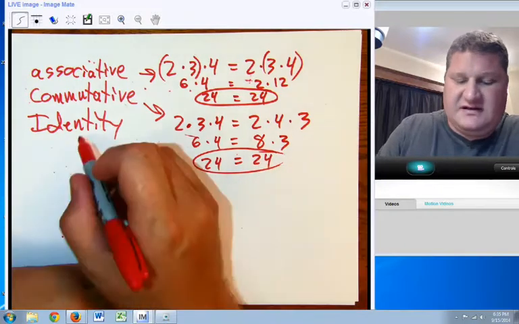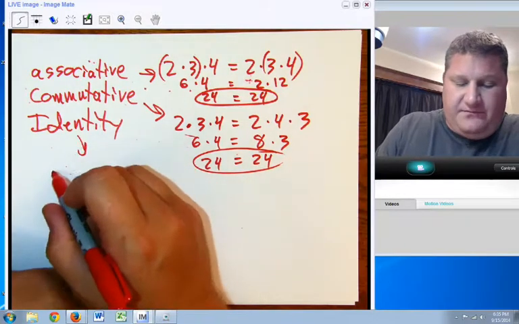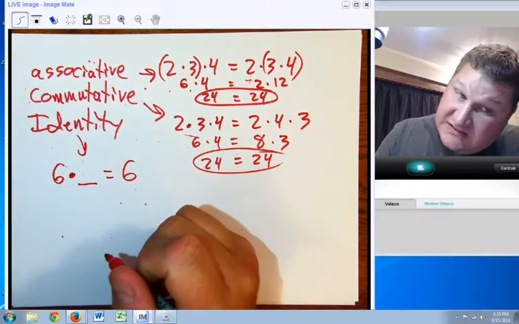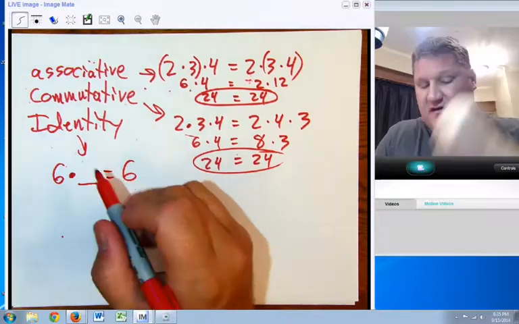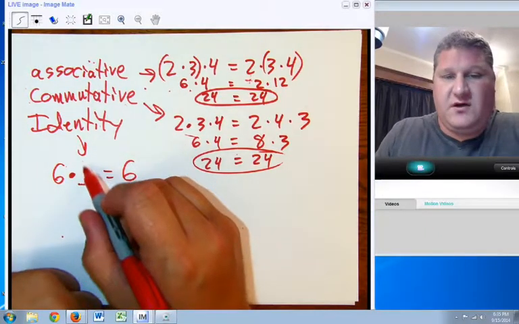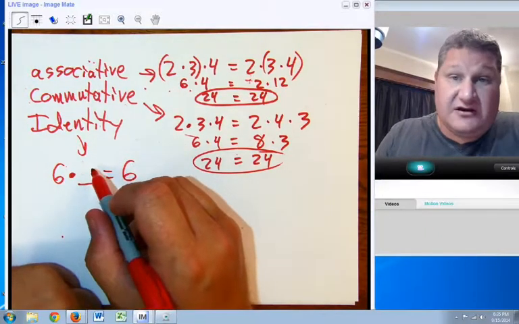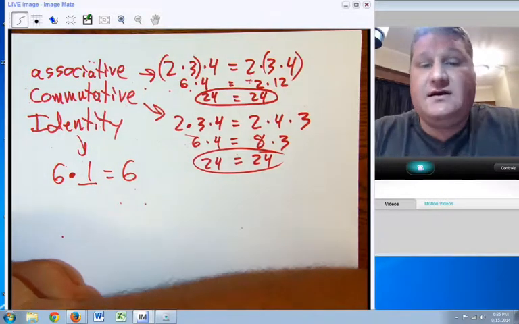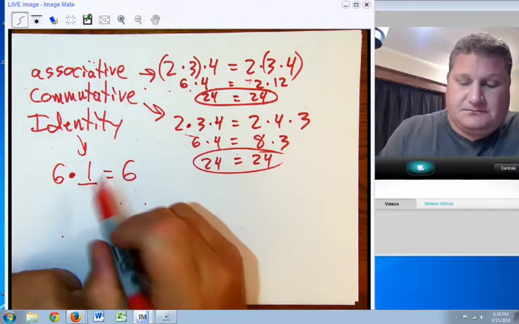Now for identity, 6 times what equals 6? And the obvious answer for 6 times what is not 0, because if I multiply by 0, the answer is going to be 0. But if I multiply by 1, then 6 times 1 is 6. And so we have the identity.